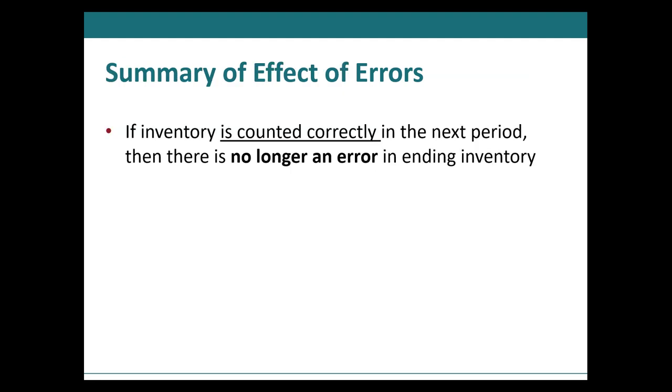So in summary, if the inventory is counted correctly in the next period, then there is no longer an error in ending inventory. So, very interesting that it's possible that you could have an error in a prior period, but then fix it in the current period and no longer have an issue. So when working through, hey, is this an error? Is this not an error? It's really important to either break out your journal entries, break out your T accounts, look at it year in, year out, and understand, is there an issue here?